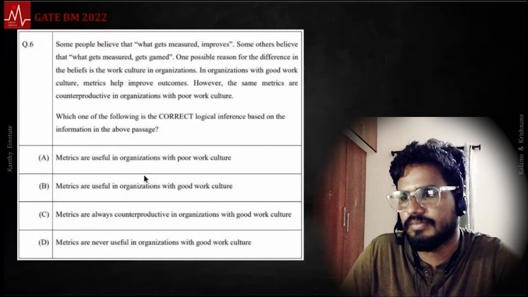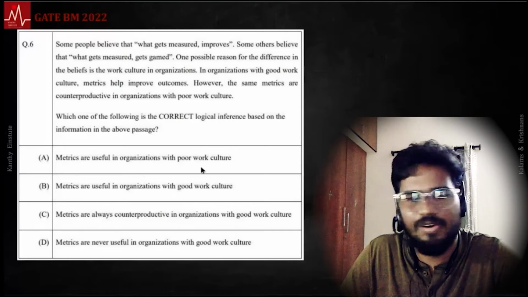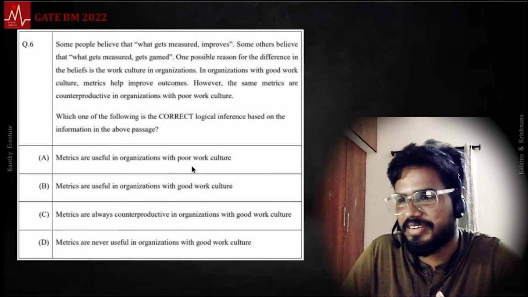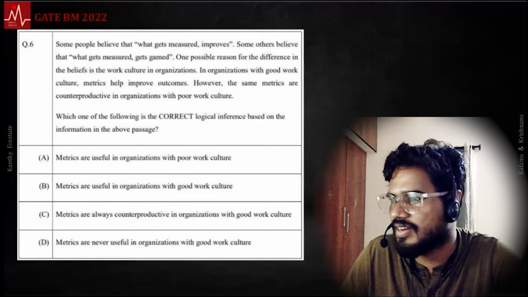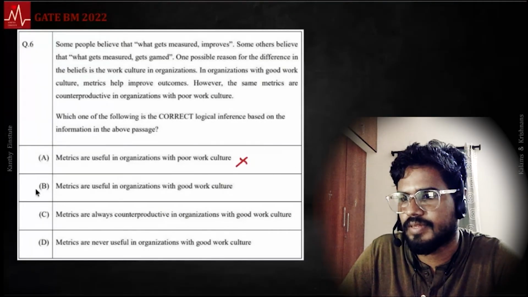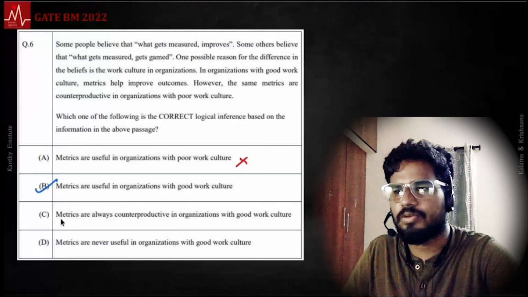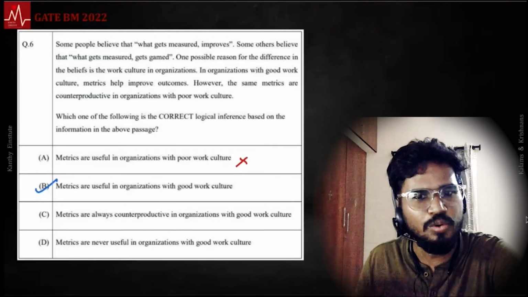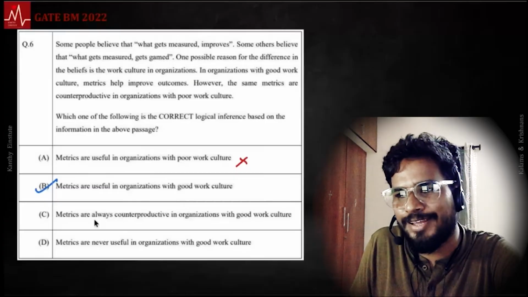If the work culture is poor, metrics don't work. People find a way. Metrics are useful in organizations with good work culture. Yeah, they are useful. Metrics are always counterproductive. At this stage, there are some red flags to rule out, to eliminate options.